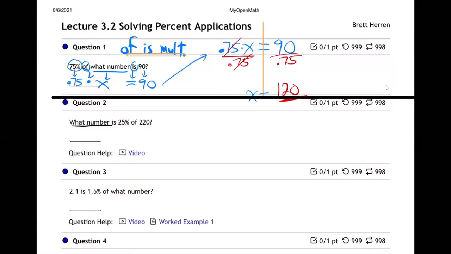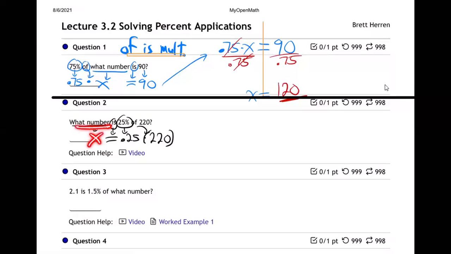So what number, that's my x, is, that's my equals, 25%, change that to a decimal, 0.25, of is times 220, or you could put parentheses. You can indicate times however you want, with parentheses or a dot or whatever. Does that make sense? I just directly translated those words.